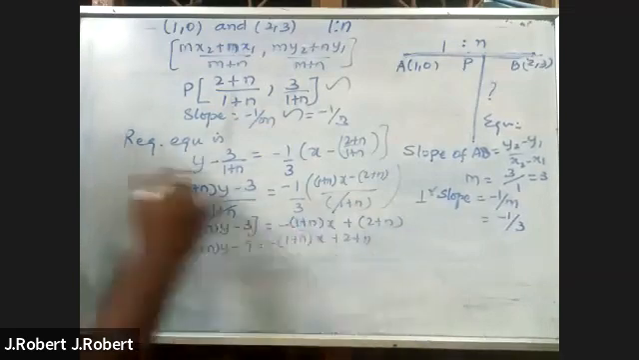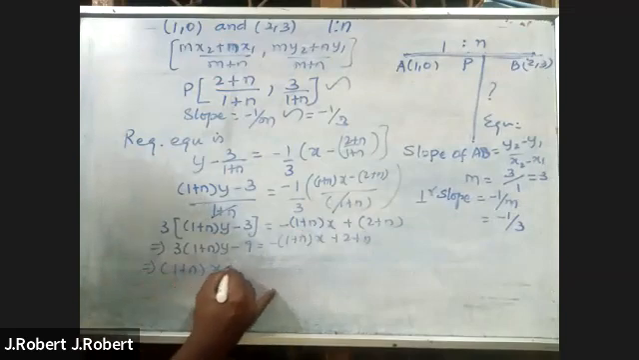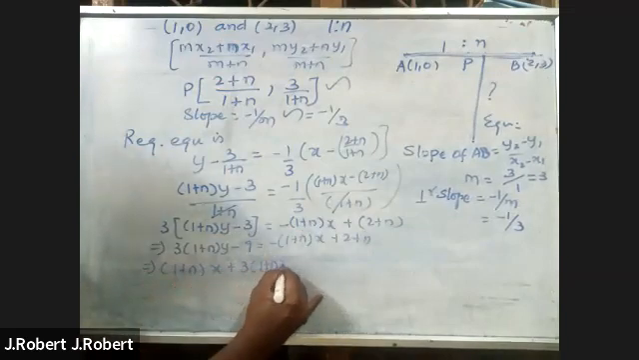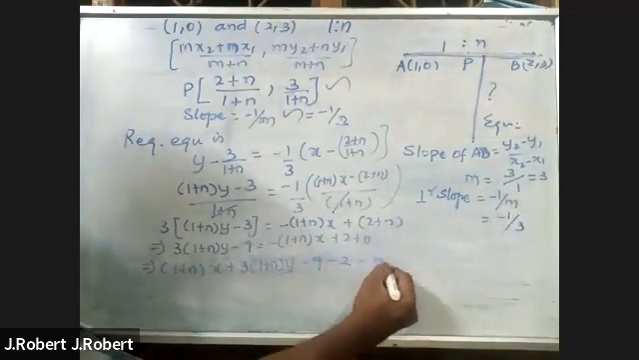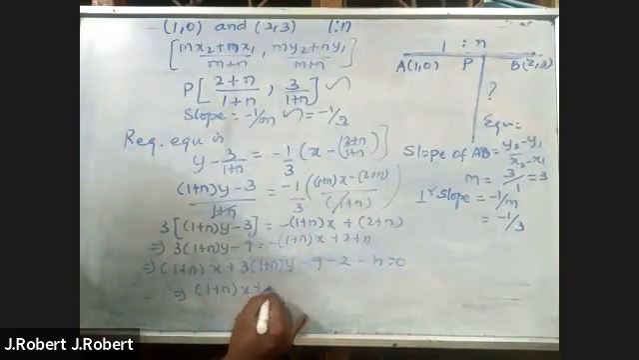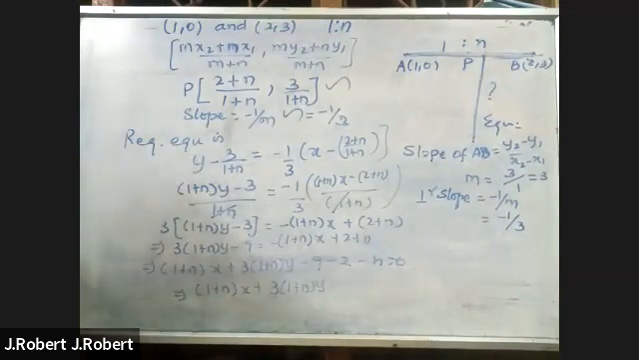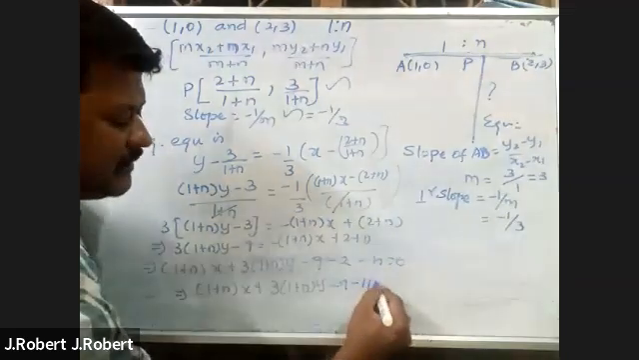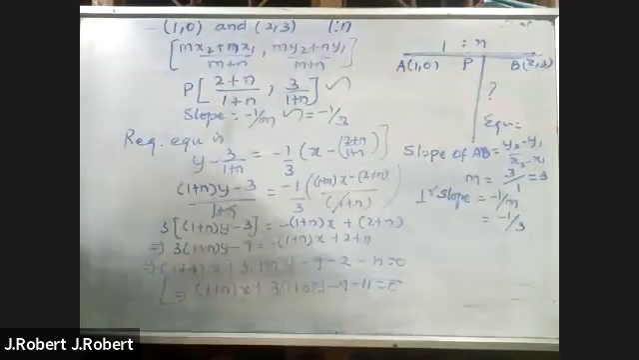plus 2 plus n. Bring all this to this side, we'll get (1 plus n) into x plus 3 into 1 plus n into y minus 9. You bring this to the other side, minus 2 minus n equals 0. Therefore the required equation becomes (1 plus n) x plus 3 (1 plus n) y minus 2 minus 9, we'll get minus 11, so minus n minus 11 equal to 0. This is the equation.